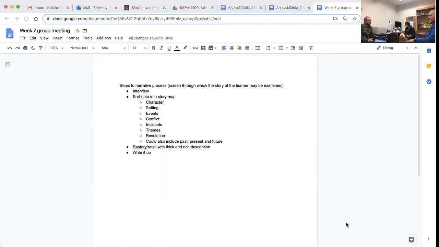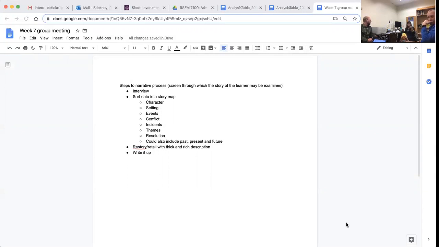It's something like the narrative is the screen through which the subject's story makes sense. It's a screen through which the story of the learner, the story of whoever you're talking about, can be examined, and it becomes a way for whoever to critically reflect on earlier or current perspectives in order to construct or reconstruct meaning in their life world.